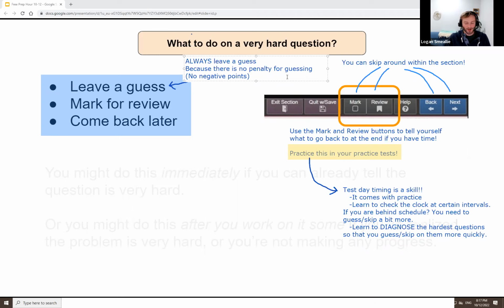Even if you're not going to get to the end of the test and you have 10 seconds left, just hit next and guess until you hit the end, just so you at least have a chance, a random chance of getting all those ones that you didn't really try.